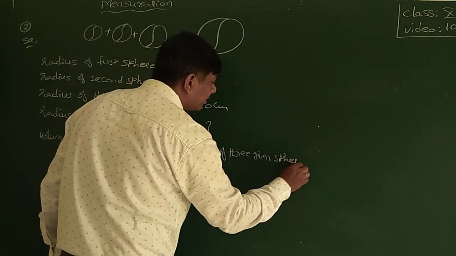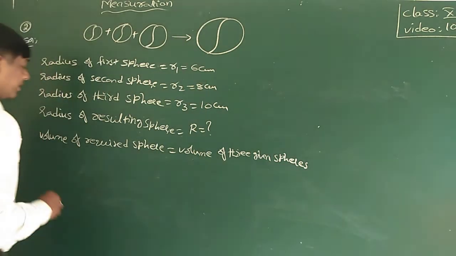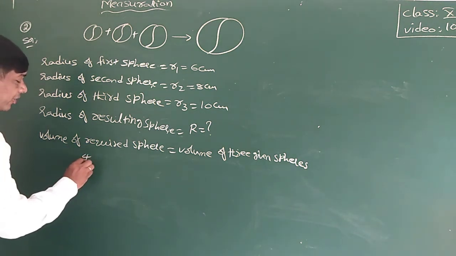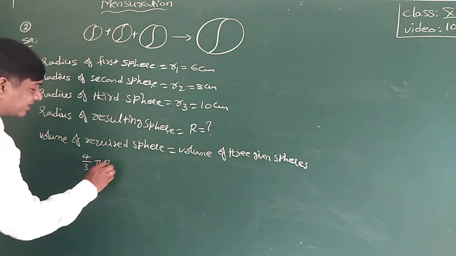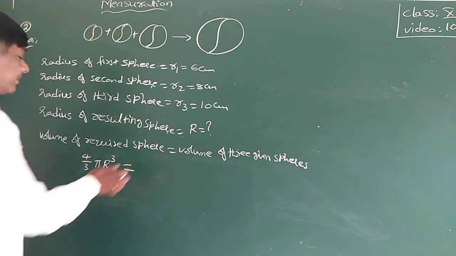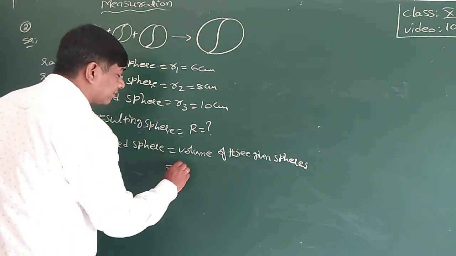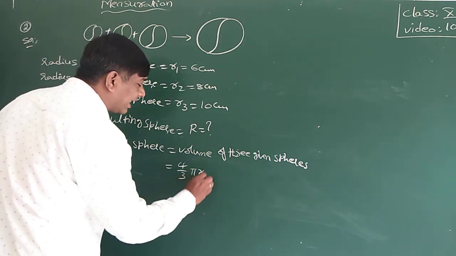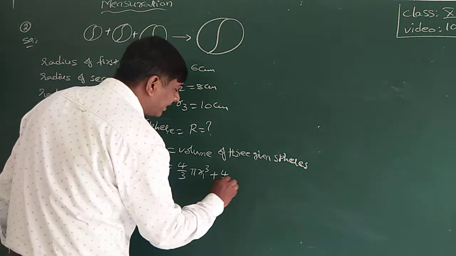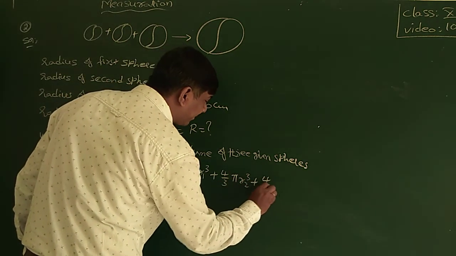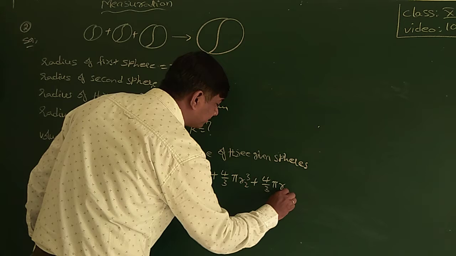Three given spheres means the volume of the required sphere, what is the formula? Volume of a sphere is 4 by 3 pi r cube. Three spheres means 4 by 3 pi r1 cube plus 4 by 3 pi r2 cube plus 4 by 3 pi r3 cube.